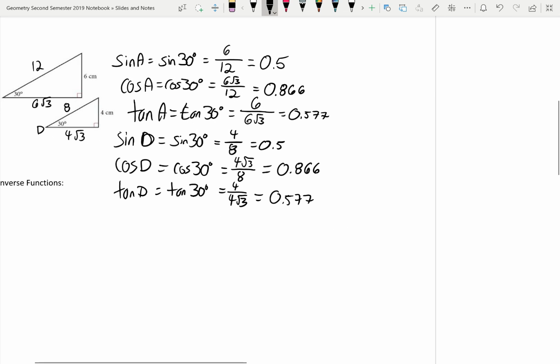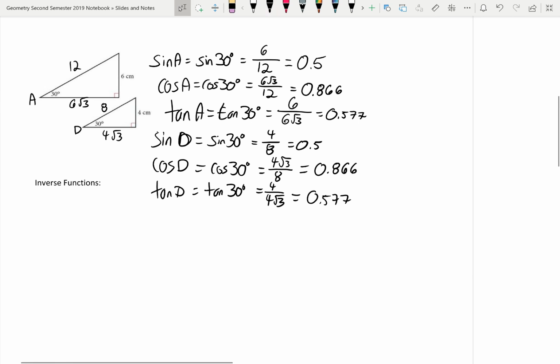So what if we do it with the other angle? Let's say this is angle B and this is angle E.